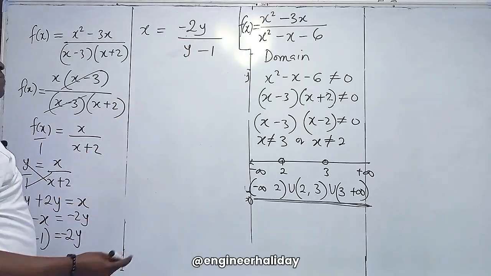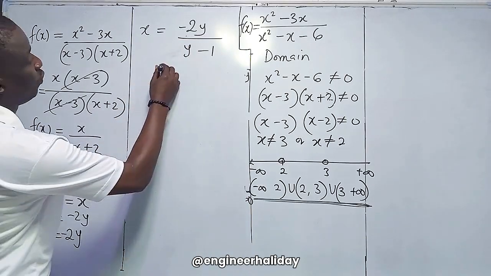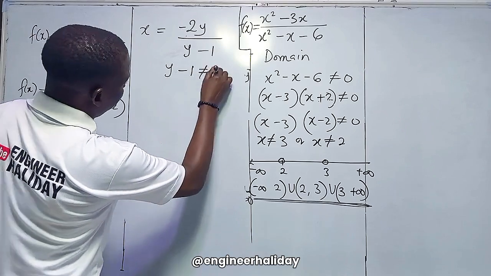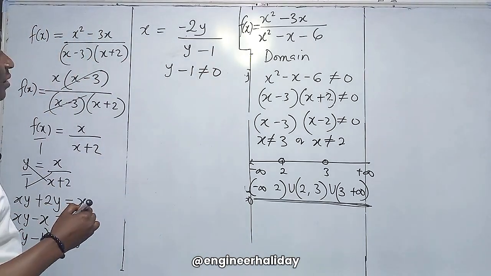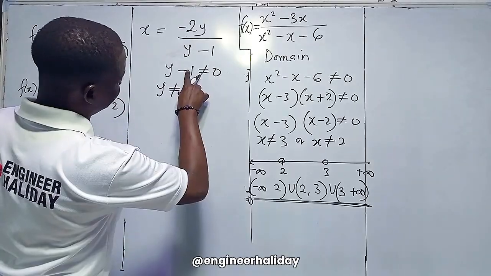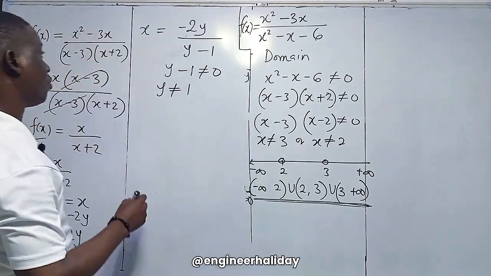Now x is the subject of the formula. So I want to say y minus 1 must not be equal to 0, the way we have been doing for others. Now this one will be y must not be equal to 1. If you take minus 1 to the other side, it becomes 1.